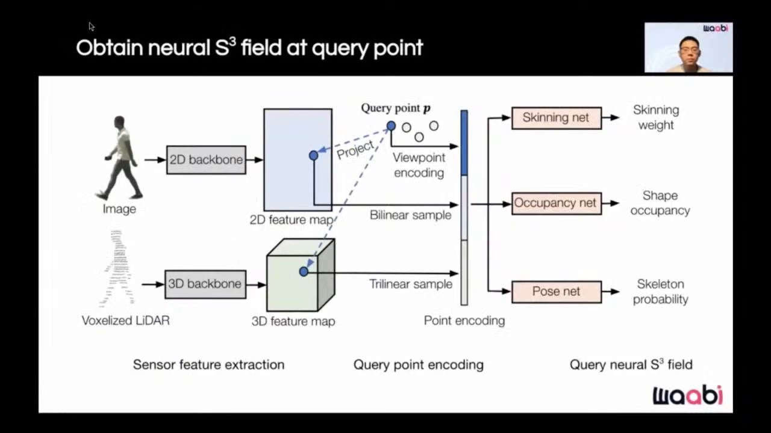Next, we present how we infer the skinning weights, shape occupancy, and the skeleton probability for arbitrary query points in continuous 3D space. We first process sensor observations into a feature map. Then we project the query points into the feature map and interpolate the local feature. Additionally, we concatenate the local feature with a viewpoint feature to obtain the point encoding. Finally, we feed the point encoding to task-specific MLPs to generate the skinning weights, shape occupancy value, and the skeleton probability at the query point location.